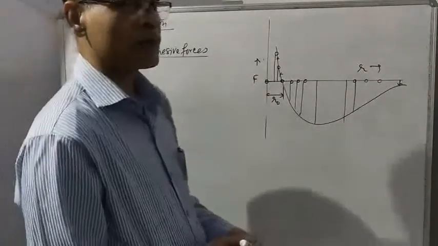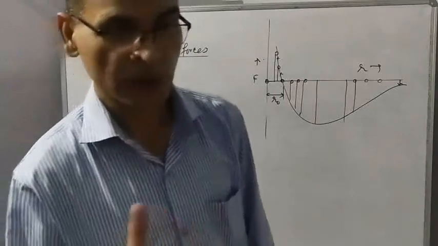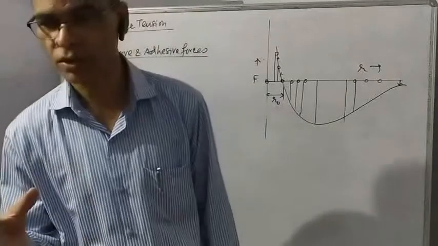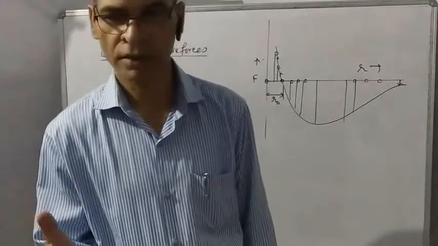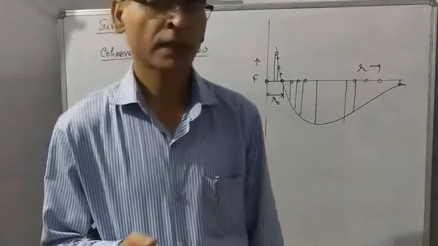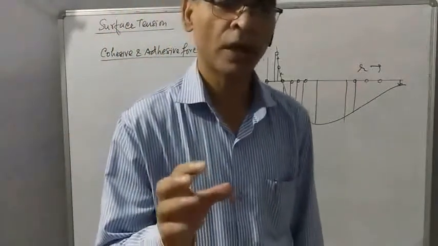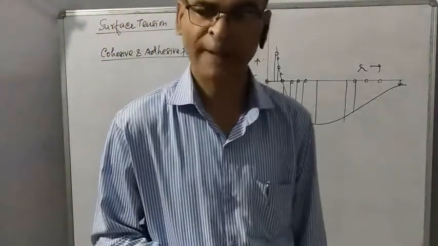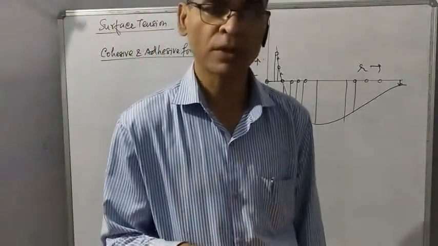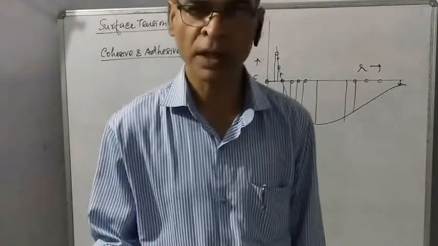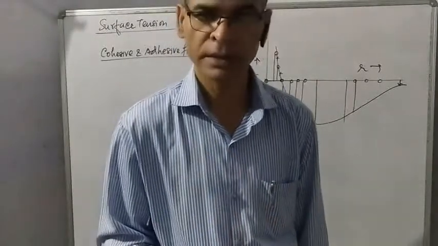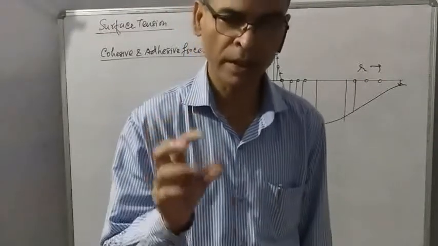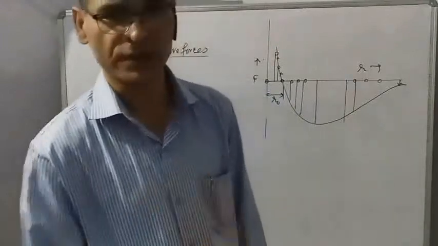When intermolecular force acts between two similar molecules, like two molecules of water or two molecules of glass or any substance, then it is called cohesive force. And when intermolecular force acts between two dissimilar molecules, one molecule of water, the other a molecule of glass, or two different materials, then this intermolecular force is called adhesive force.